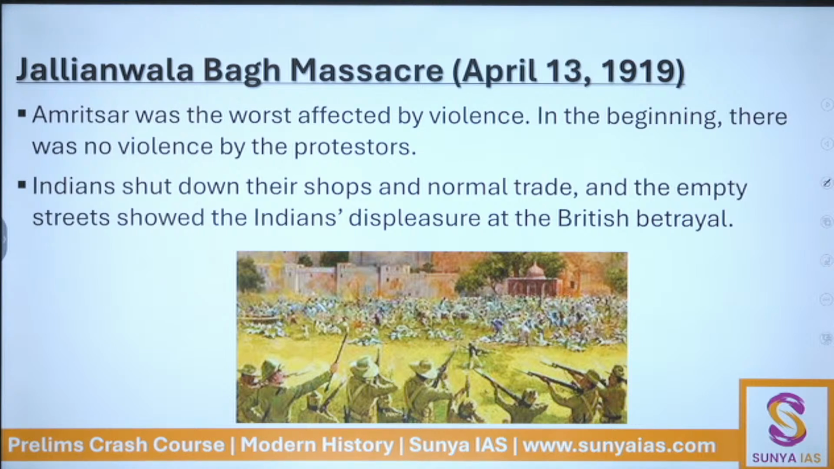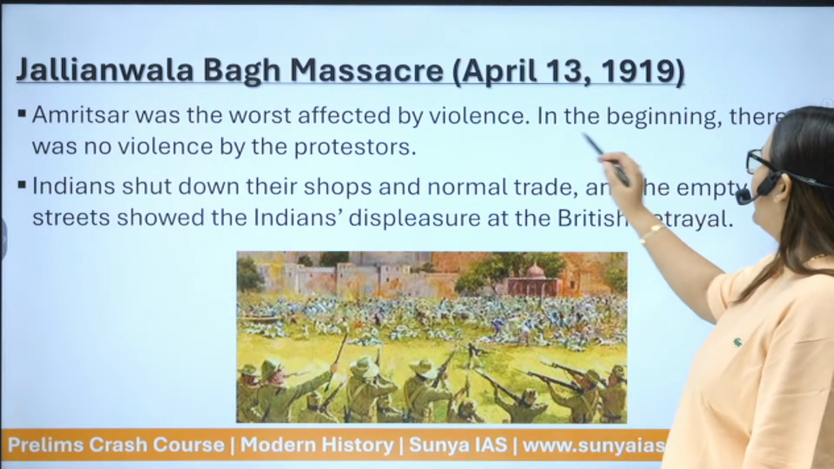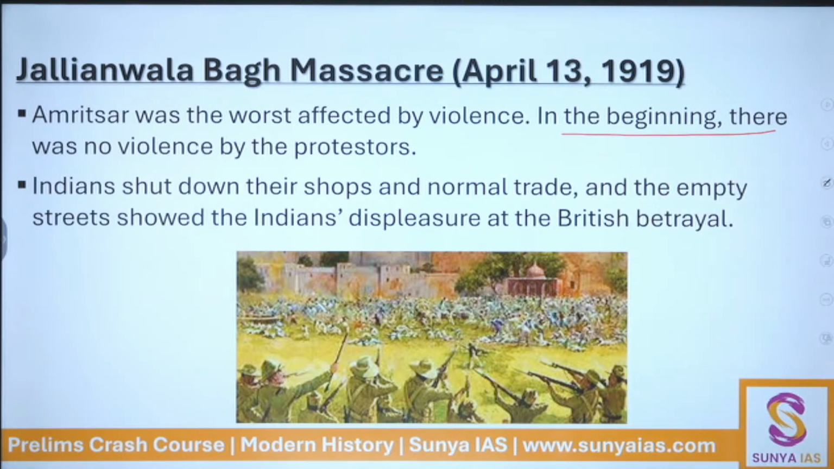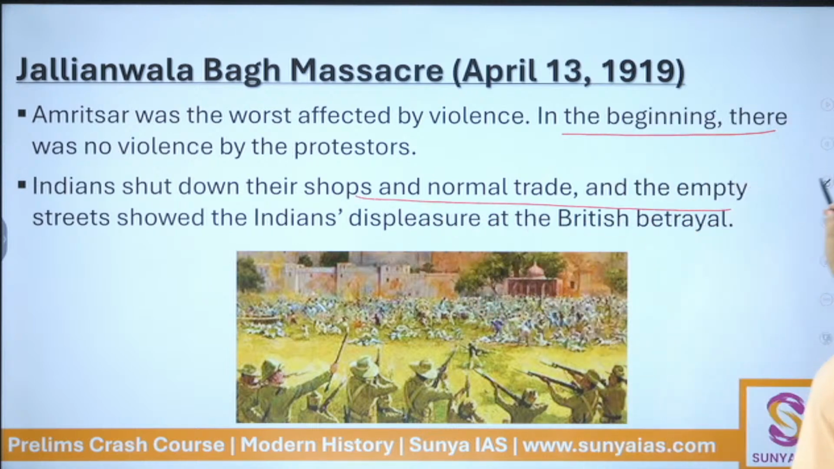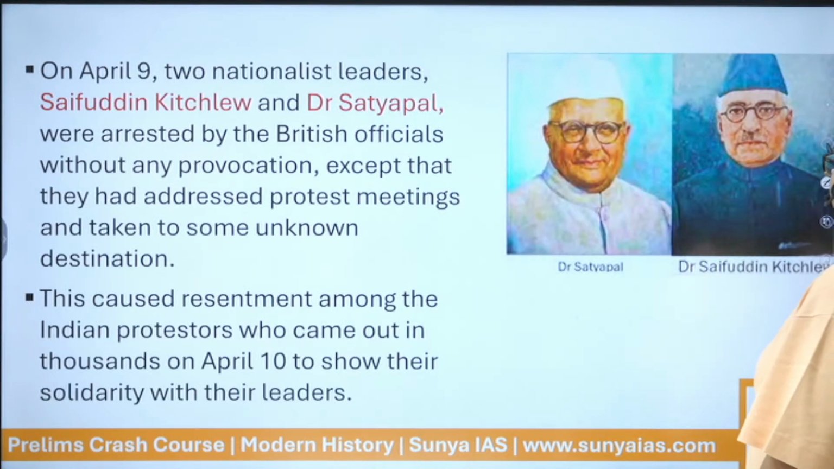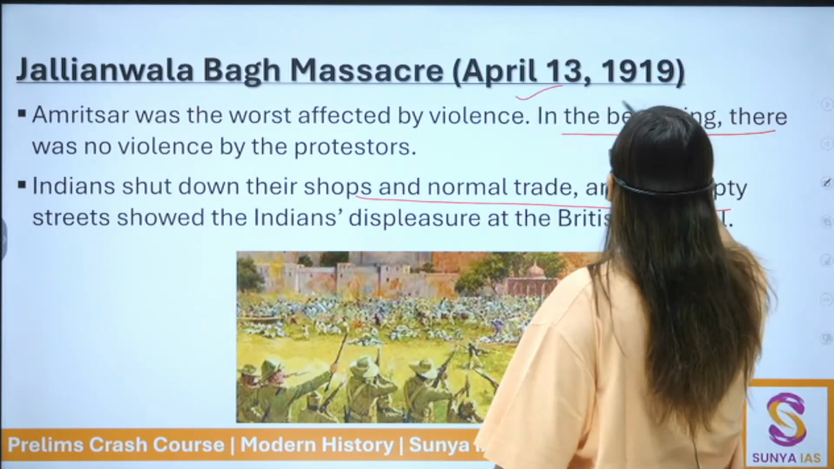So Amritsar was worst affected by the violence. In the beginning, there was no violence by the protesters. Indians shut down their shops and the normal trade, and the empty streets show the Indian displeasure at the British betrayal after getting the Rowlatt Act. So this date is very important, 13th April 1919.